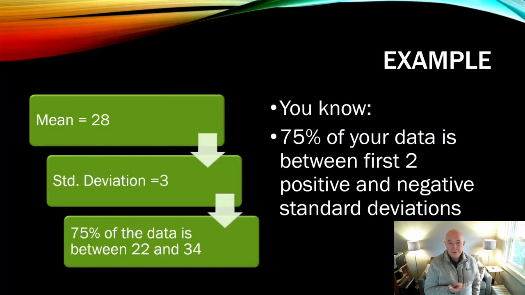This is how it works. So, I have a mean of 28, I have a standard deviation of 3. I add 2 standard deviations to 28, I get 34. I subtract 2 standard deviations from 28, I get 22. I know that 75% of my data is between those 2 values. That's how it works.